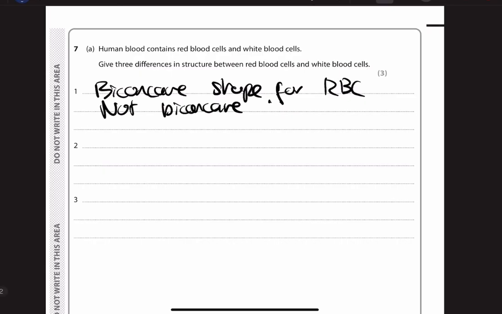Remember, if we're writing differences, we can't just write something about one of them, right? We have to write both of them. It doesn't have to be complicated, right? In this case, I wrote biconcave shape for red blood cells, and the difference is that white blood cells aren't biconcave. It's simple as that.